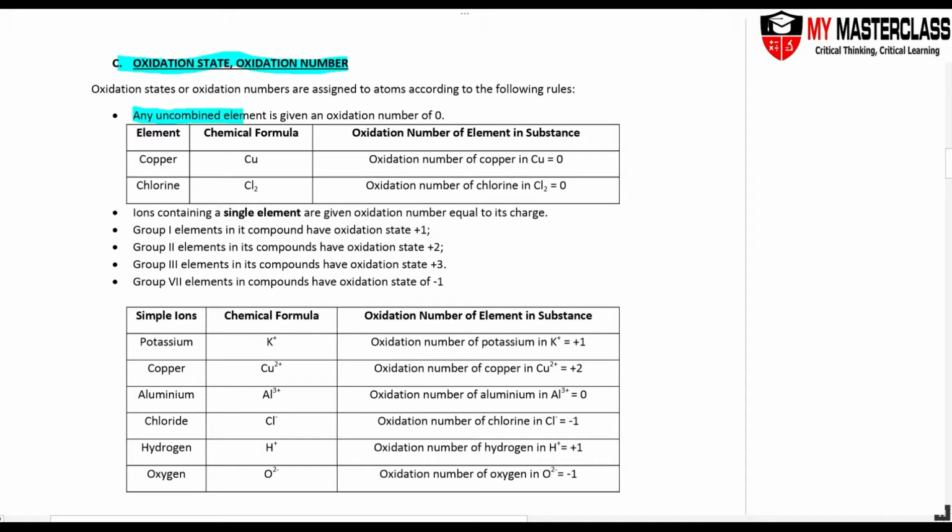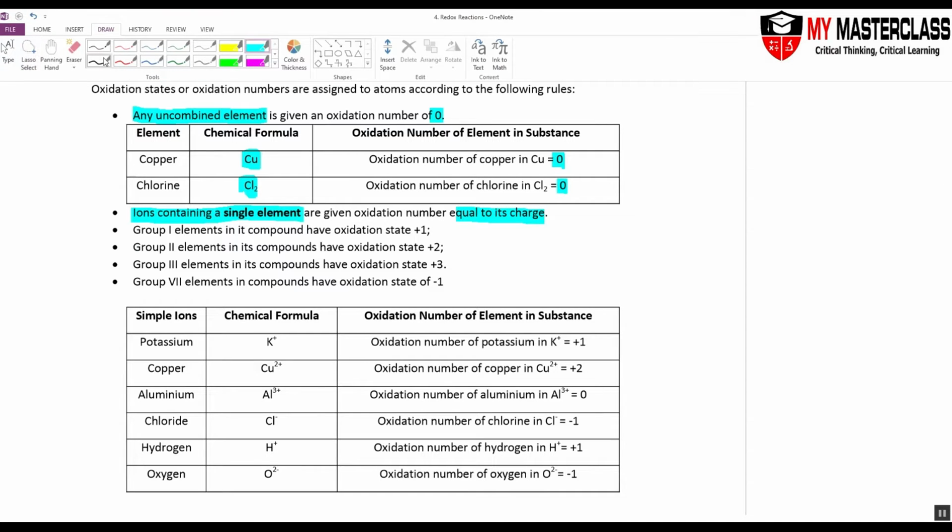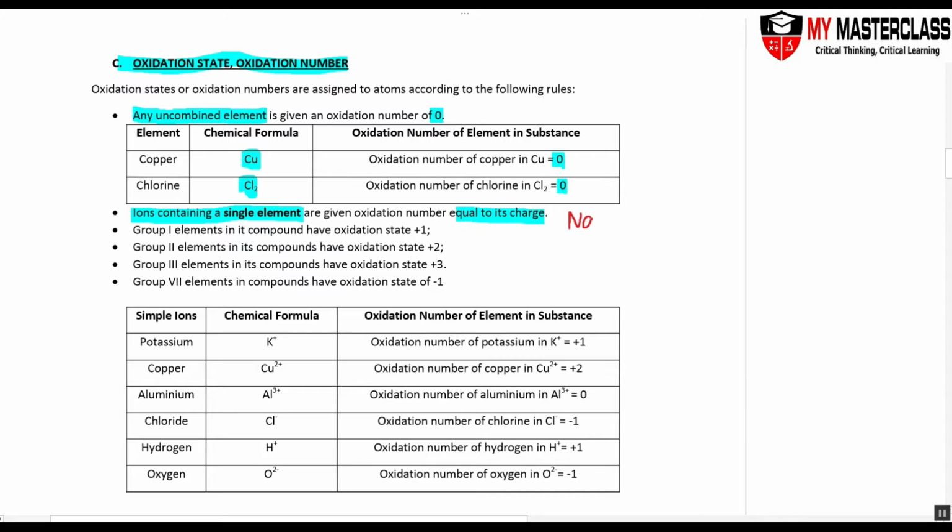So any uncombined element by itself is given oxidation number 0. So an element that exists by itself, right? This is uncombined copper. This is the element chlorine by itself. The oxidation state of both is 0 because they are uncombined and they are neutral. Ions of a single element are given an oxidation state equal to the charge. So in the example just now, like Na+, the oxidation state of sodium is +1. Cl-, if uncombined, the oxidation state of chloride will be -1.